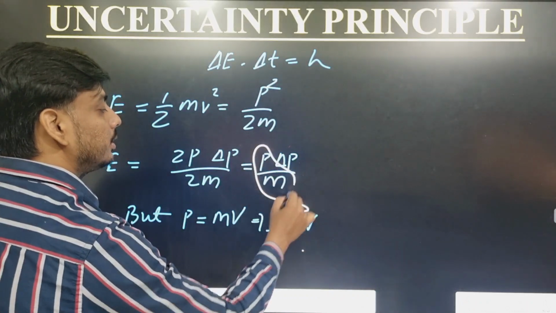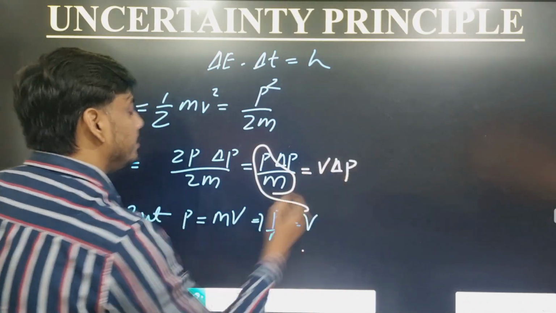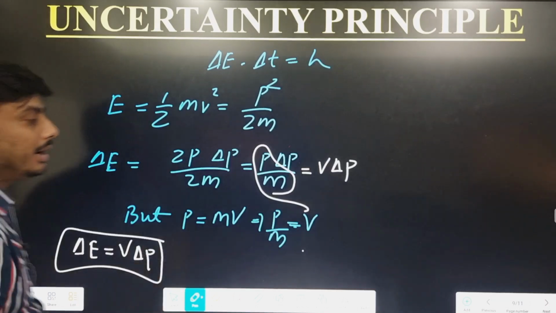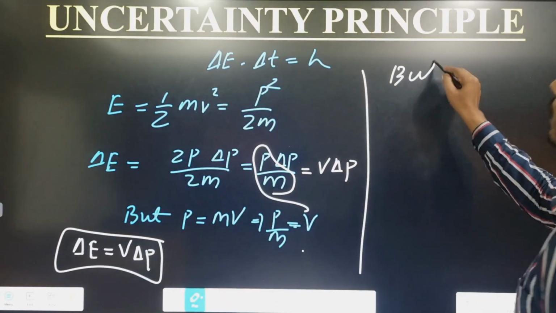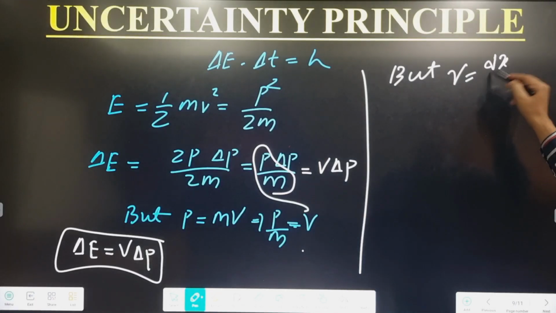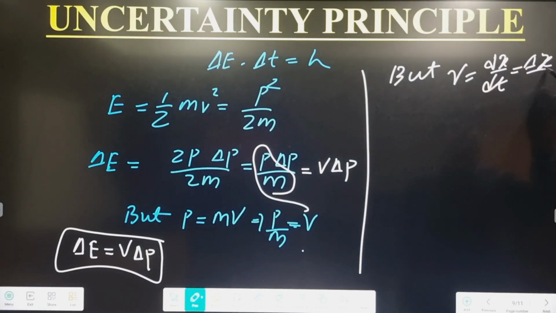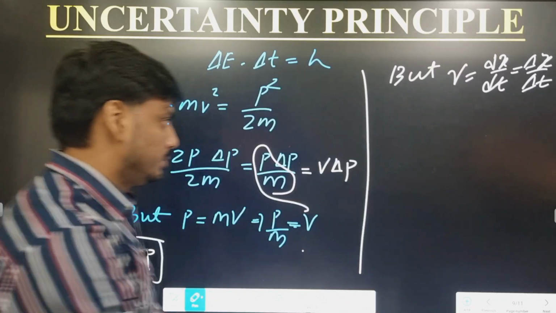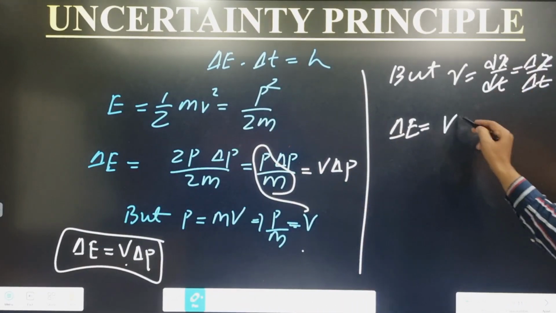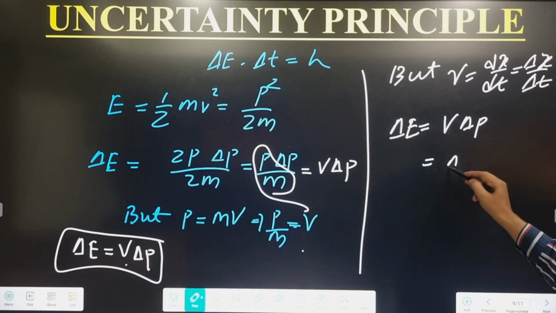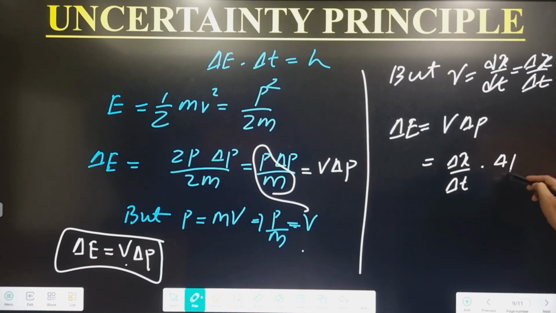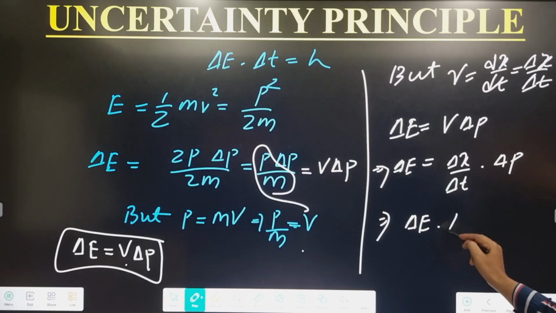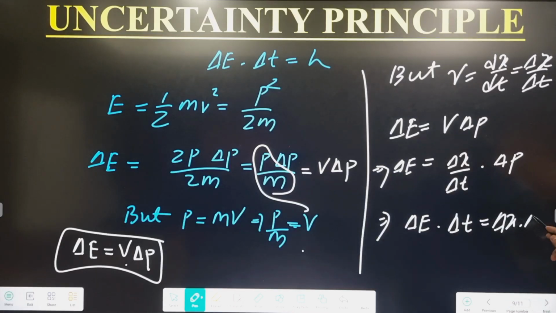We can use that here in p by m. So this is V delta p. So we get delta E equal to V into delta p. But velocity is the rate of change of displacement, dx by dt. So in terms of uncertainty, we can write delta x by delta t. Once we use that V formula here, we will get the equation. So in place of V, we can write delta x by delta t into delta p. If we cross multiply, delta E into delta t equal to delta x into delta p.